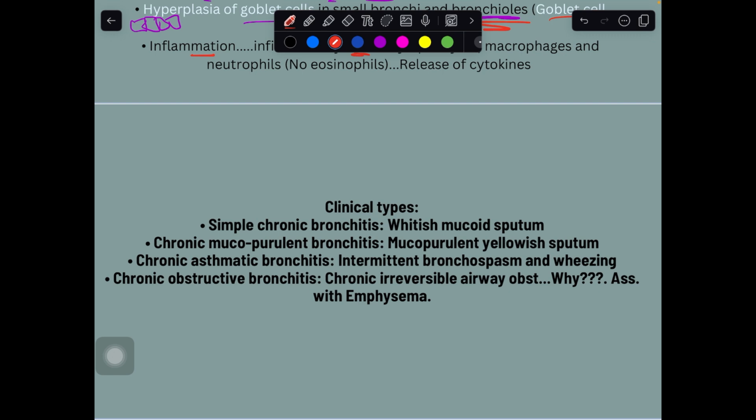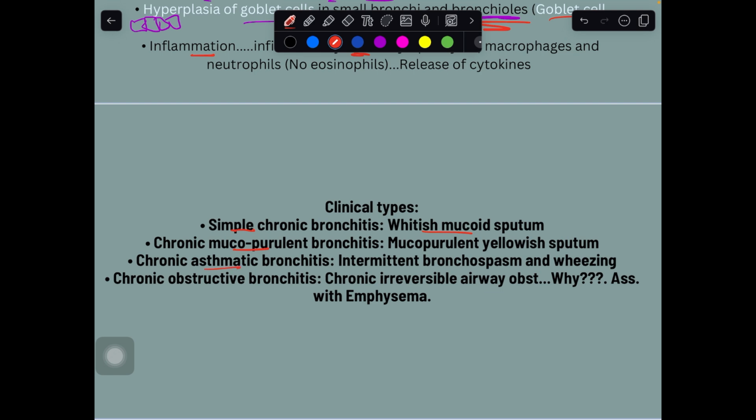type of the mucus. In simple chronic bronchitis, you have white mucus. It's just mucus in itself. In chronic mucopurulent bronchitis, purulent meaning I will have pus in it. So there is a yellowish color of mucus. It is going to be involved with infection.